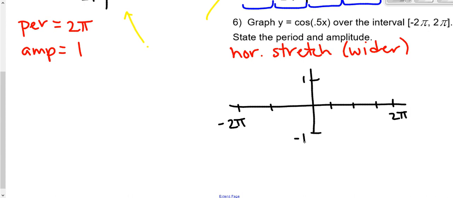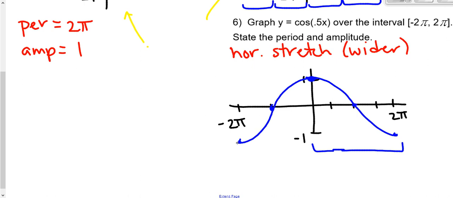You're not going to make it through a full cycle in a width of 2 pi. You're only going to make it through half a cycle. So you're going to go top, middle, bottom. That's all you get because it got wider. Then on the other side, same thing: top, middle, bottom.